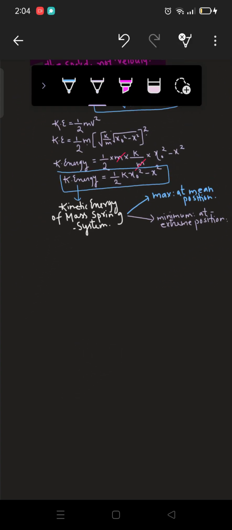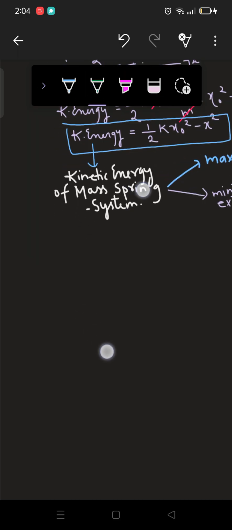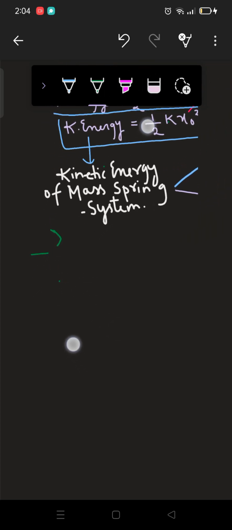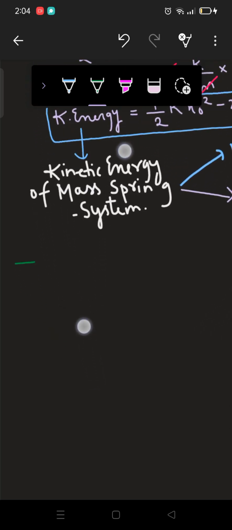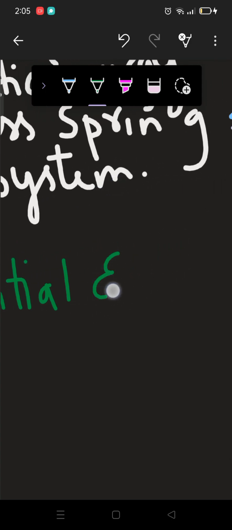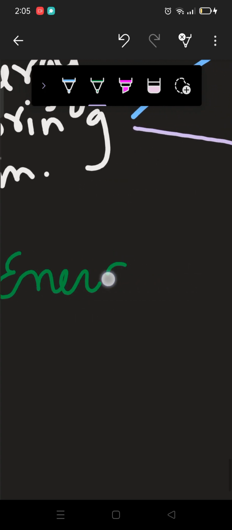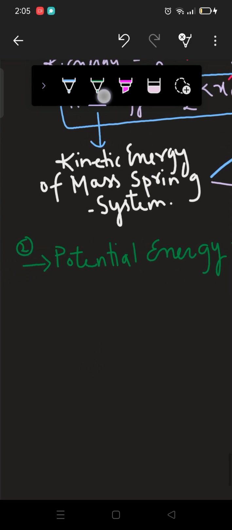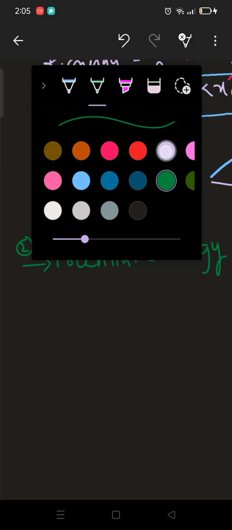right? So initially what we are going to do today is write the formula for the potential energy. So we are going to discuss potential energy today. Initially, average force acting on a body. What is average force acting on a body?